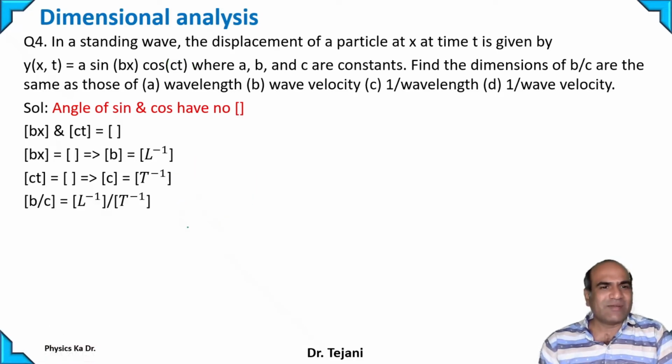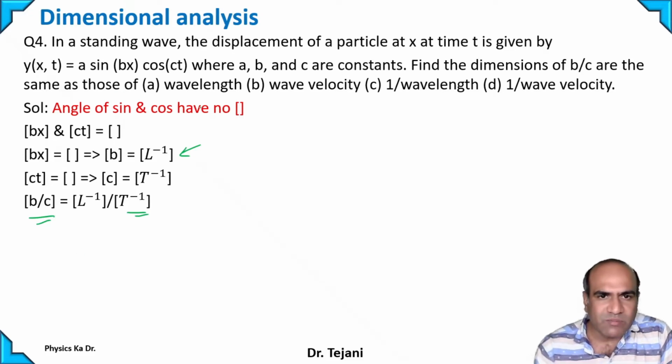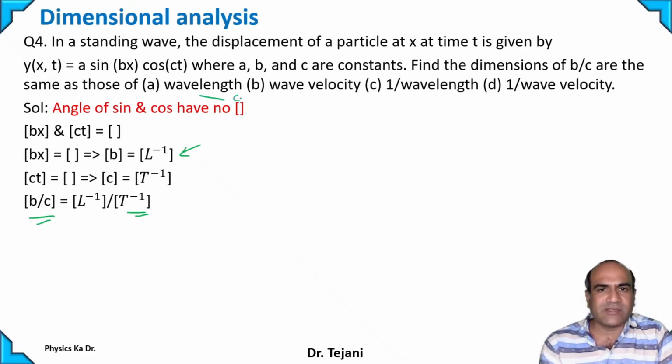Great. Now take the ratio b by c. The dimension of b we already have, L power minus 1, T power minus 1. Now we need to compare here. Remember, wavelength means it is a distance, in terms of L. Velocity is distance divided by time, L by T. Simply you can say L T minus 1.